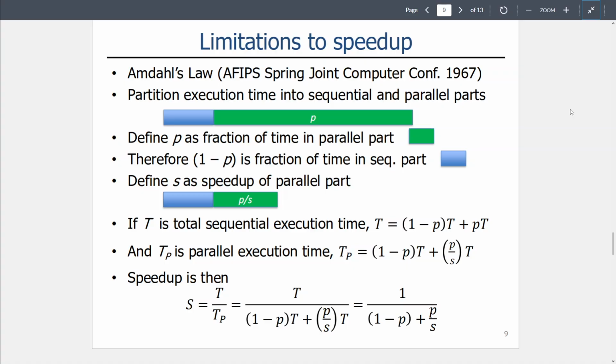Well, if you think about this, and I know there's a whole bunch of math here, but try and boil this down in the least complicated way possible. If T is our total execution time, we're going to write that as the sequential part multiplied by the time, and then our parallel part multiplied by the time. So our parallel execution time then becomes: the sequential part remains unchanged.